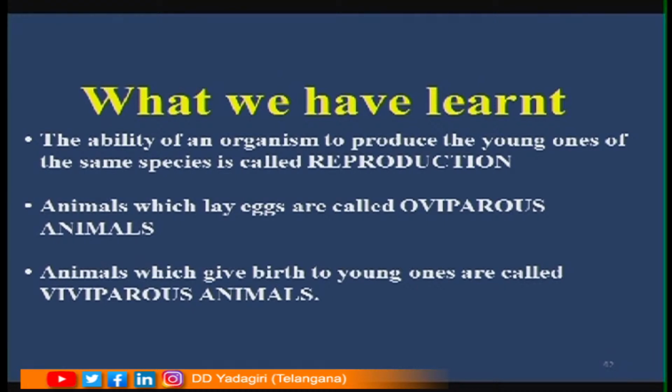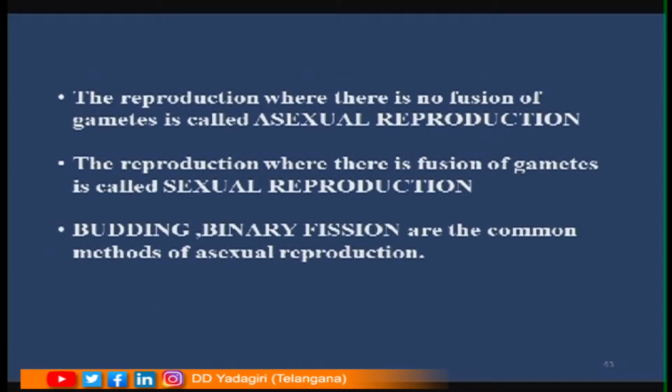Okay, now let us see till now what we have learned. Let us recapitulate once again what we have learned. The ability of an organism to produce young ones of the same species is called reproduction. Animals which lay eggs are called oviparous animals, and the animals which give birth to the young ones are called viviparous animals. The reproduction where there is no fusion of gametes is called asexual reproduction, and the reproduction where there is fusion of gametes is called sexual reproduction. Budding and binary fission are the common methods of asexual reproduction which we have seen in detail.